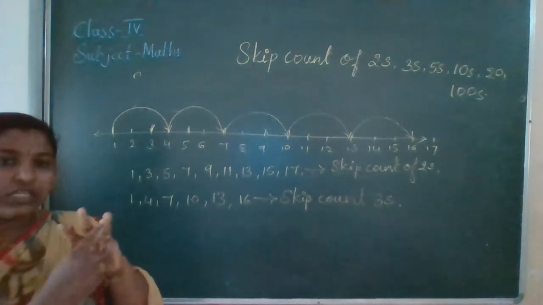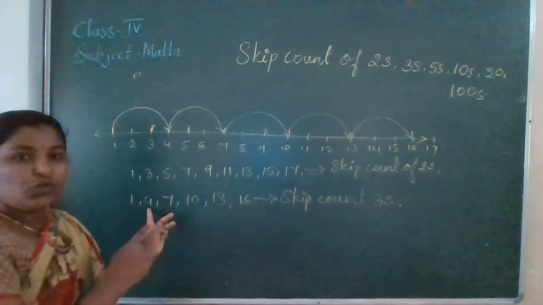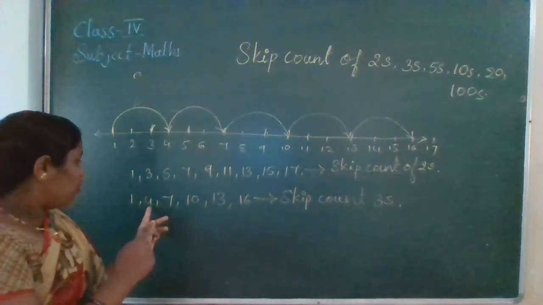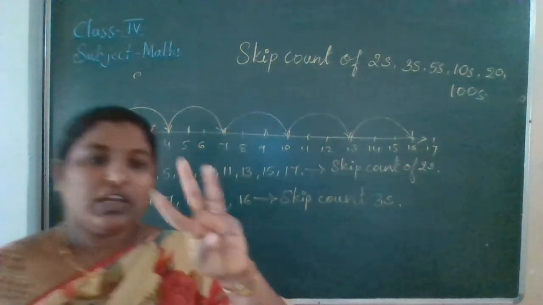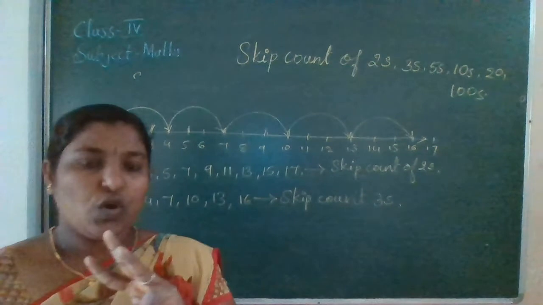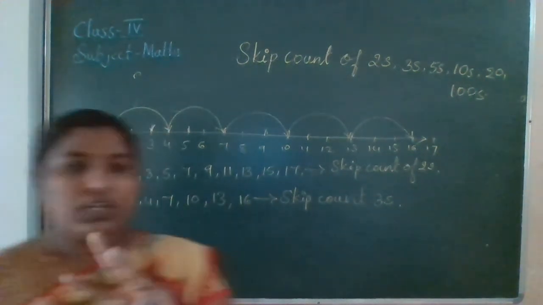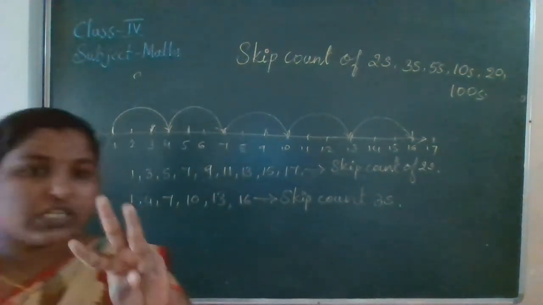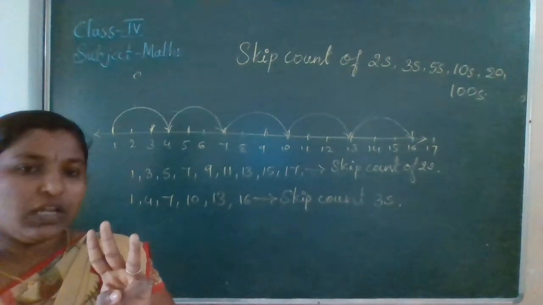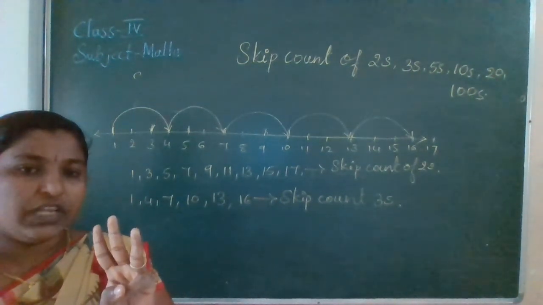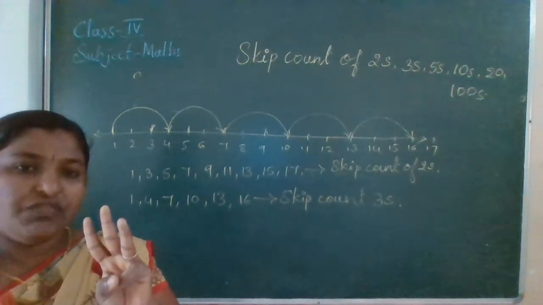is the answer, that you have to write. After 4 you should leave 4 and then you count. Okay, you should hold 3 fingers. Listen carefully, it's very interesting. To write the skip count threes, you have to hold 3 fingers.